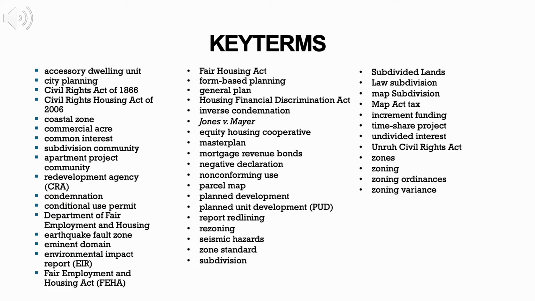Key terms. Accessory dwelling unit. City planning. Civil Rights Act of 1866. Civil Rights Housing Act of 2006. Coastal zone. Commercial acre. Common interest. Subdivision community. Apartment project community. Redevelopment agency, CRA.